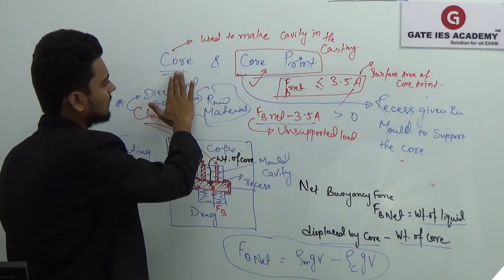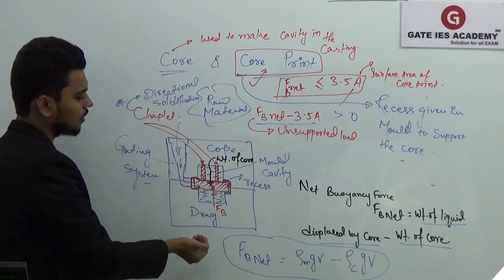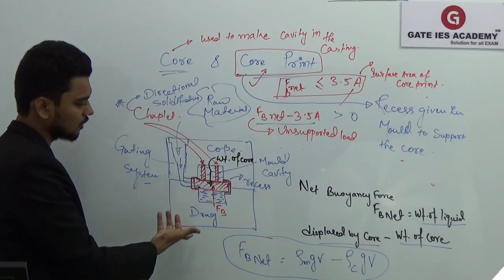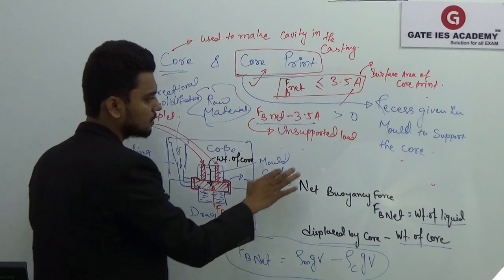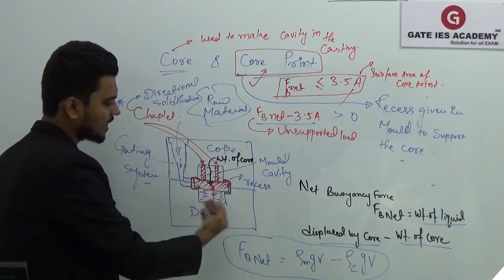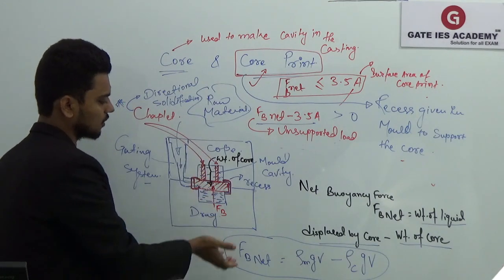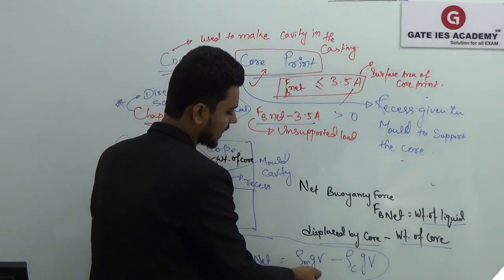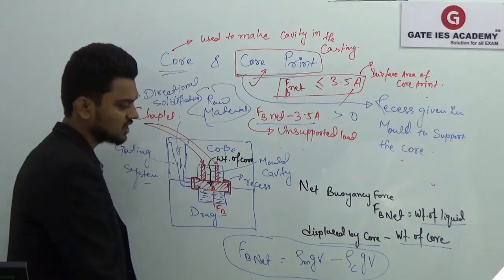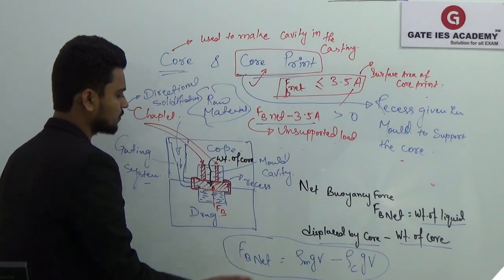Core is used to make the cavity in the casting. So once you keep that core in the cavity, obviously on that core, some buoyancy force will act in the upward direction. And the value of that buoyancy force will be the weight of the liquid displaced by this core. So net buoyancy force will be the buoyancy force in the upward direction minus the weight of the core. FB net is rho m gV minus rho c gV. Rho m is the density of the molten metal and rho c is the density of your core. So in this way we can find out the net buoyancy force.